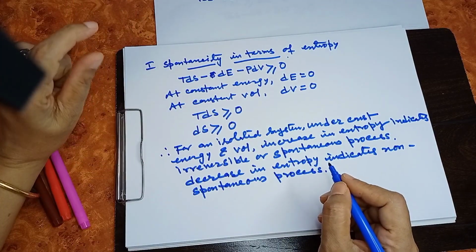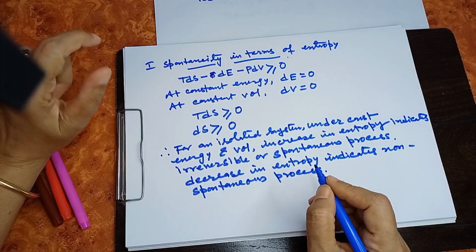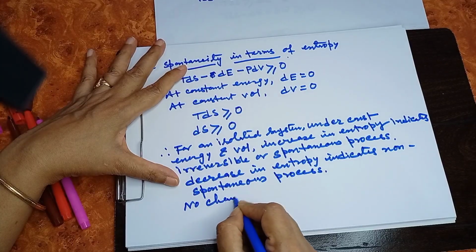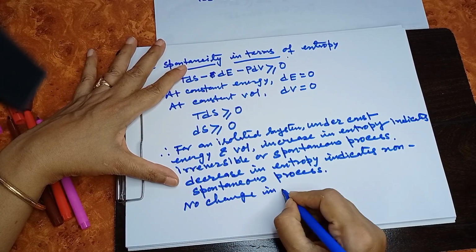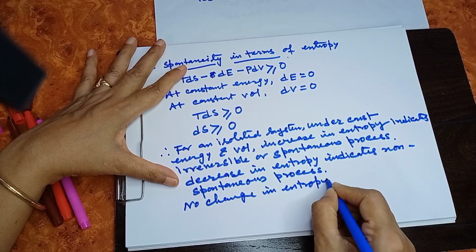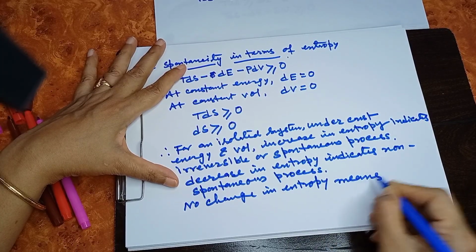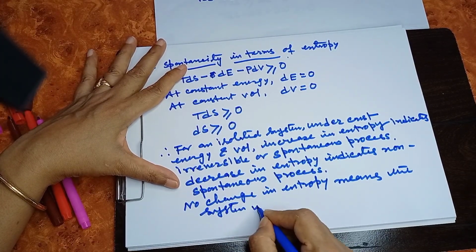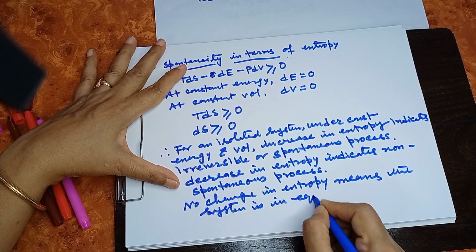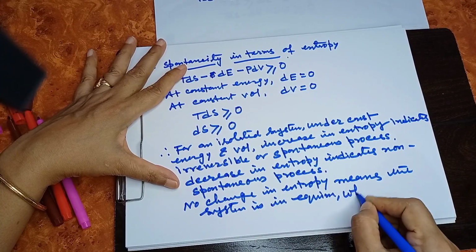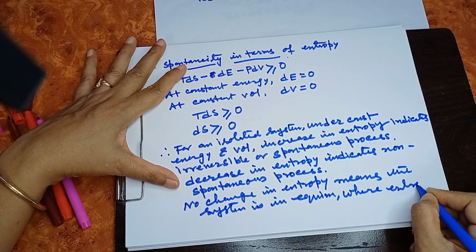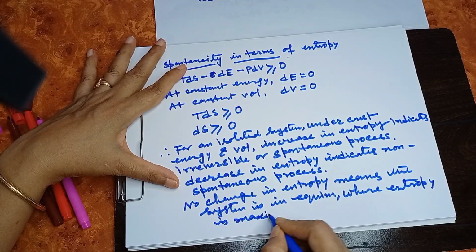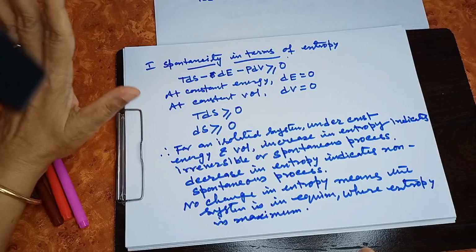And dS is equal to 0, that means no change in the entropy, means the system is in equilibrium where entropy is maximum. So this is in terms of entropy.